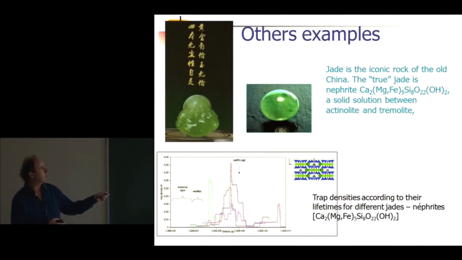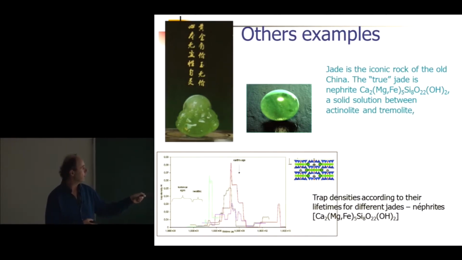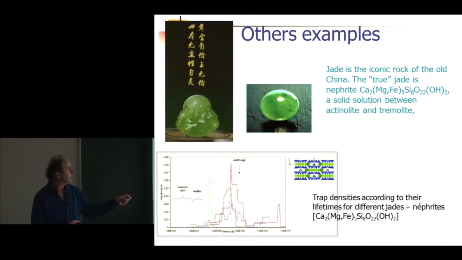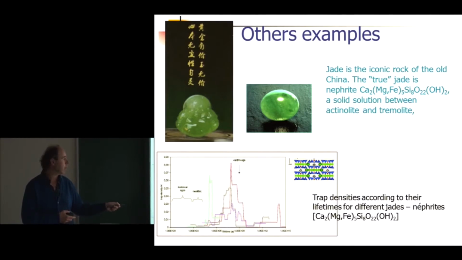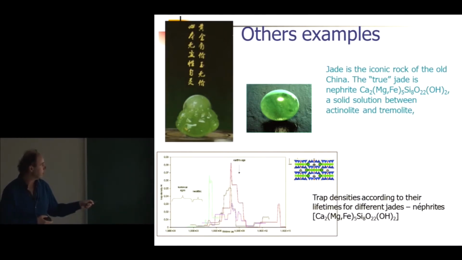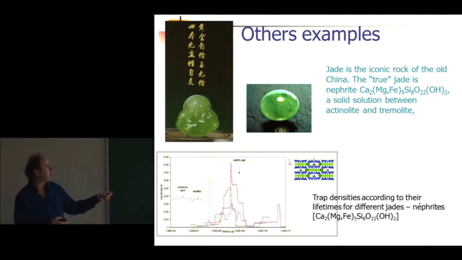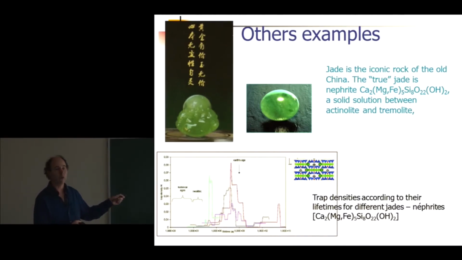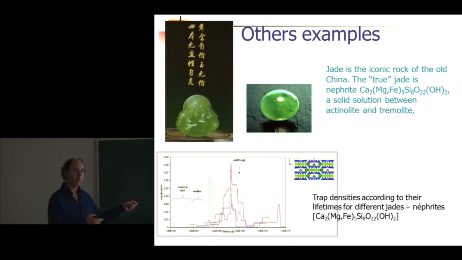Another example: jade in China, very important in China, a rock in China. True jade comes from a solid solution between two natural minerals. By trap density and thermoluminescence, you can characterize the origin and whether it's a real one or something that doesn't come from the right place.